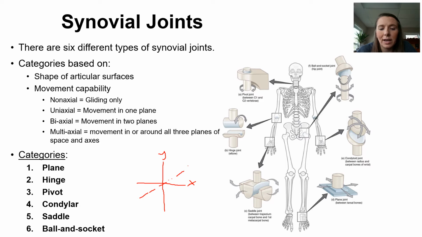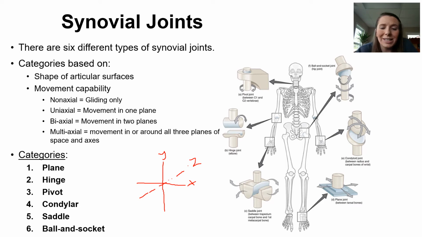Sorry, my drawing's not going to be great, but I'm trying. Okay, we have this z-axis. And so in one axis, if you think of the x-axis as being your elbow, we know our elbow only goes up and back down, up and back down. And so this is what I'm referring to by uniaxial movement.